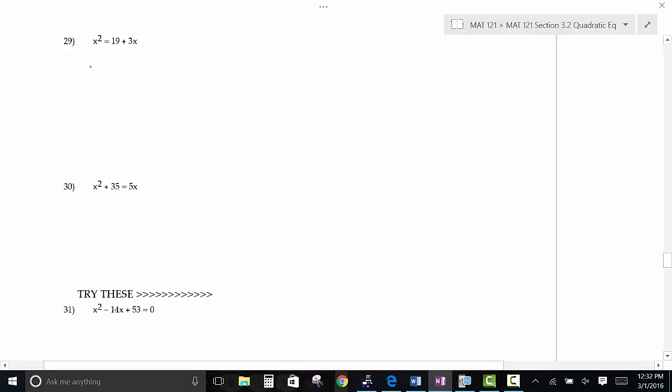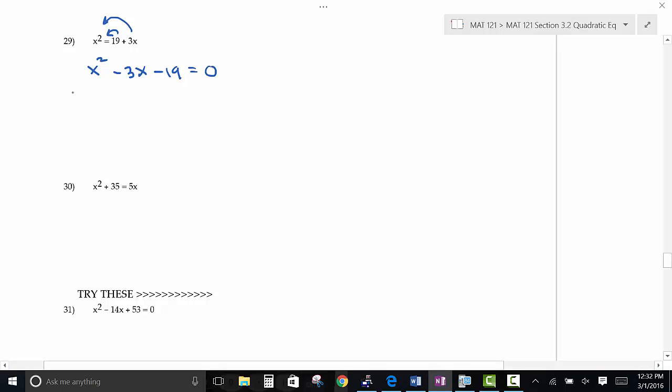One side equal to 0. You have to do that. So you're going to move the 3x. Okay, now I'm going to put this in the right order too. Then I'm going to move the 19. And when you do that, be sure, of course, you change the signs. This would be an example of a problem that would not factor. You could not find two numbers that multiply to give 19 that add up to 3.